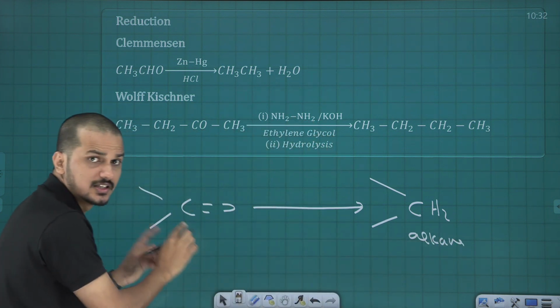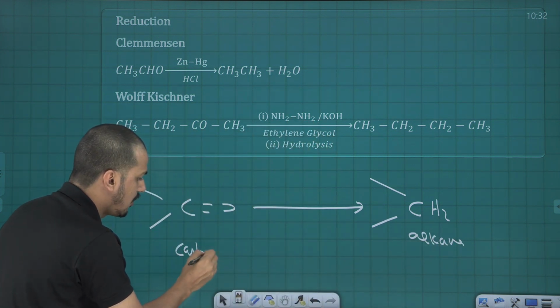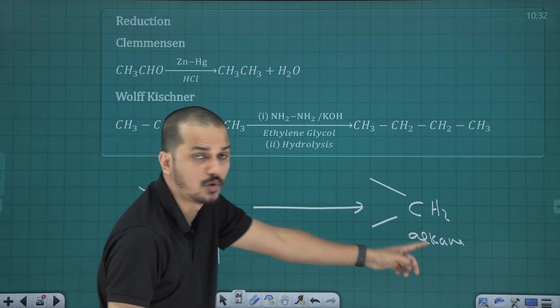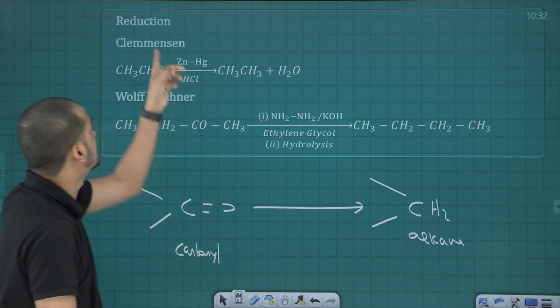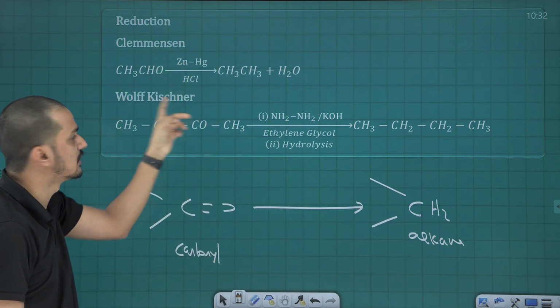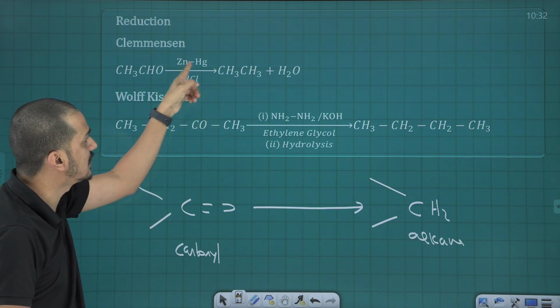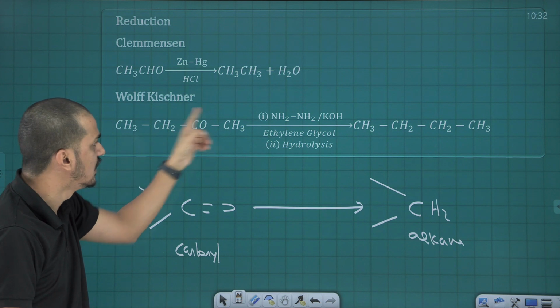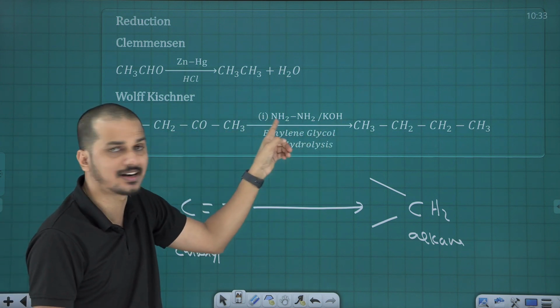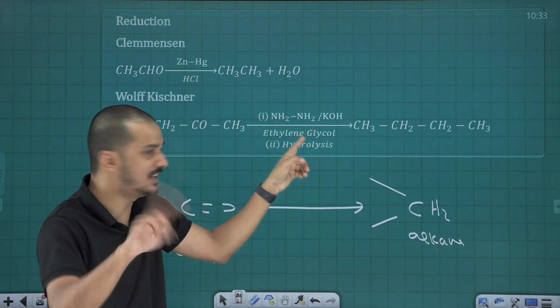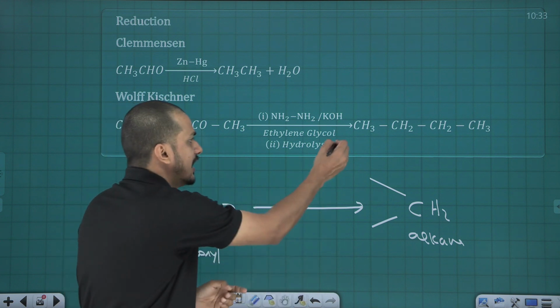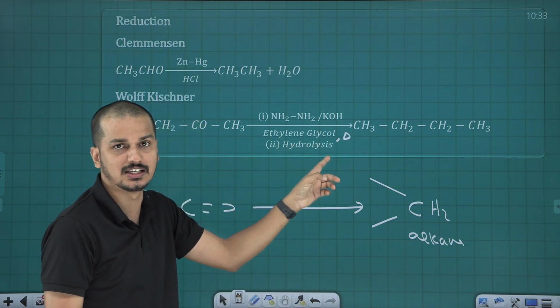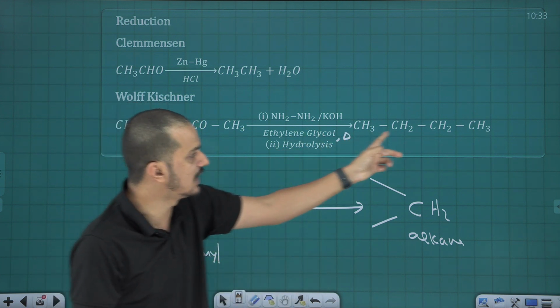That means this carbonyl compound is converted to what? An alkane. That can be done either by using Clemmensen or by using Wolff-Kishner reduction. In Clemmensen reduction, you are using zinc amalgam in the presence of HCl, and in Wolff-Kishner reduction, you do a nucleophilic addition reaction with hydrazine, then in the presence of ethylene glycol and heat and base hydrolysis, elimination takes place. Then you will get what?